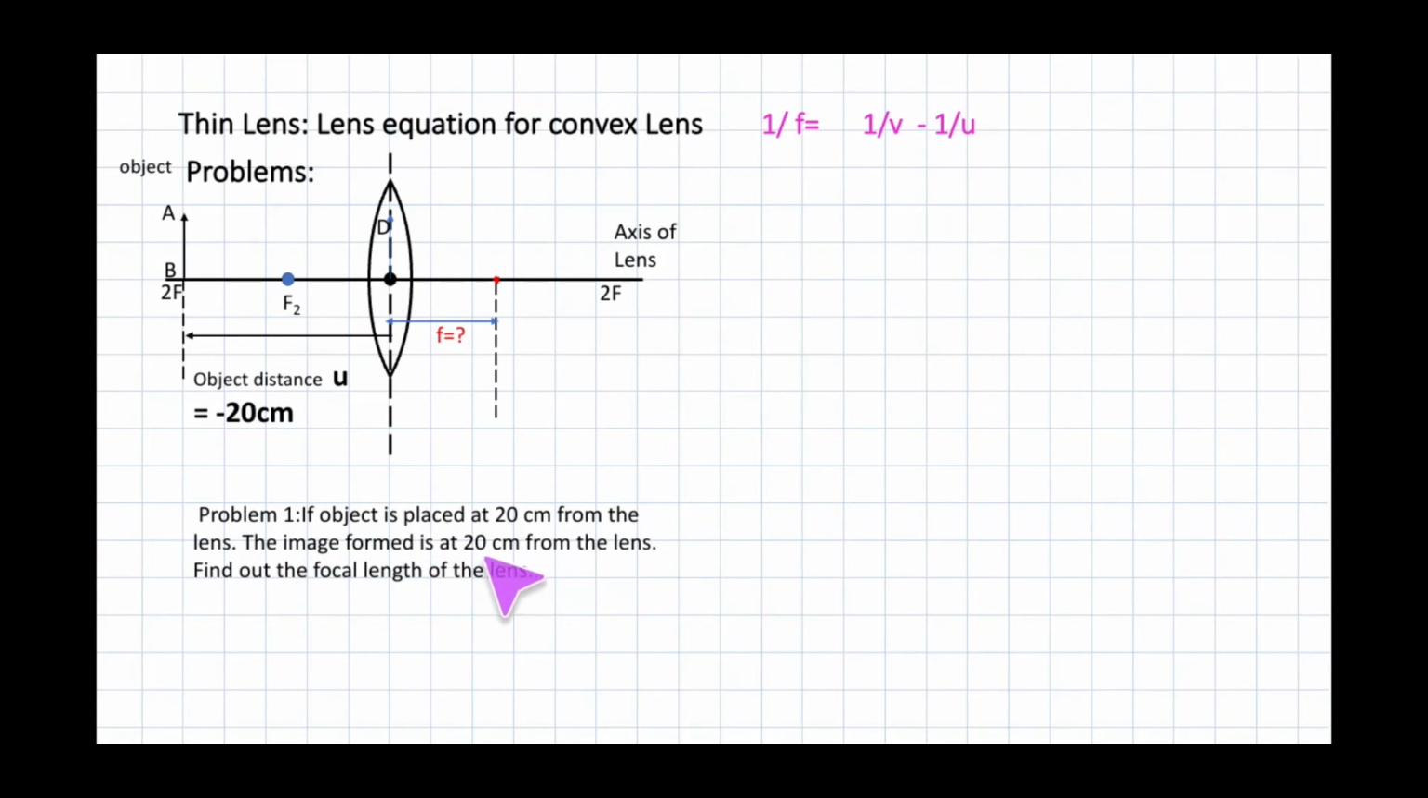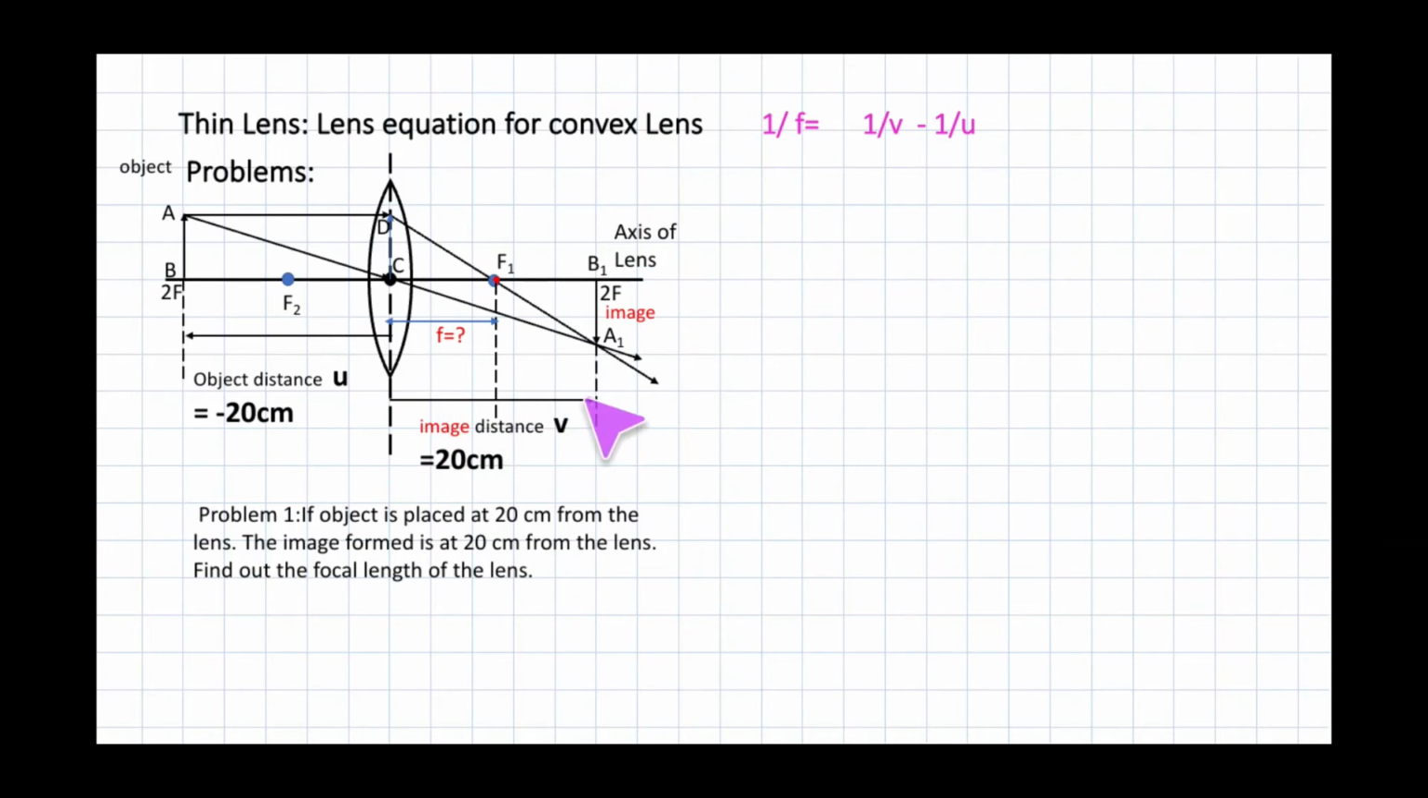The image formed is at 20 centimeter from the lens. So now the rays are coming to the lens and after refraction they intersect at this point and the image A1B1 is formed. So this image distance V is equal to 20 centimeters. So V is positive. Distance towards the right of the optical center is considered positive. The question is to find out the focal length of the lens.